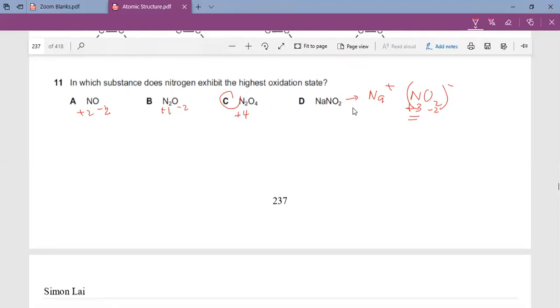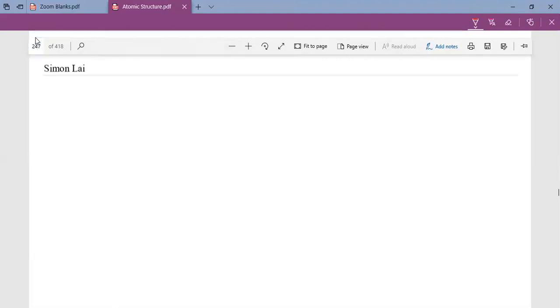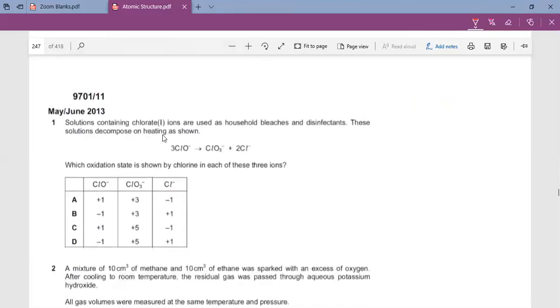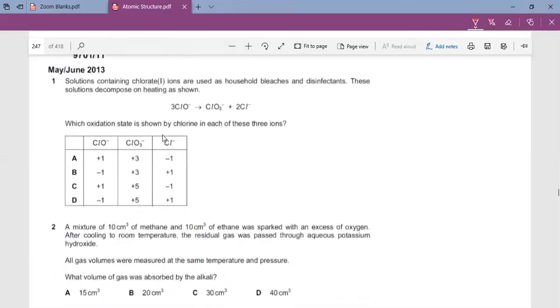Okay, 247, another one. Then we go to a bit harder ones. You can see now chlorine is a very common one. This is a very common equation you find in your group 7 later when you do your inorganic chemistry. Solutions containing chlorate are used as a household bleach and disinfectants. This solution decomposes on heating to give you products. Which oxidation state is shown by chlorine in each of these states? Very simple, isn't it?